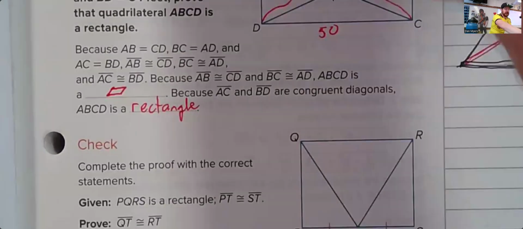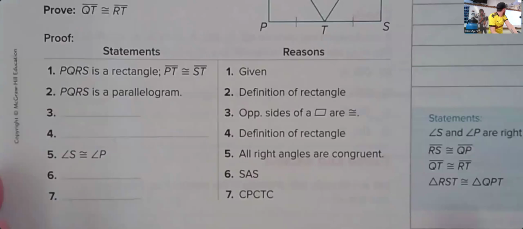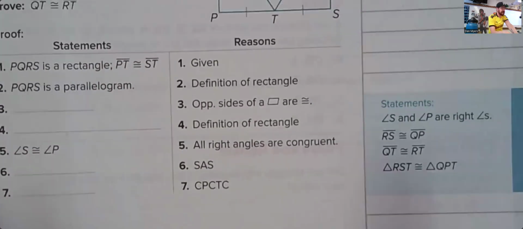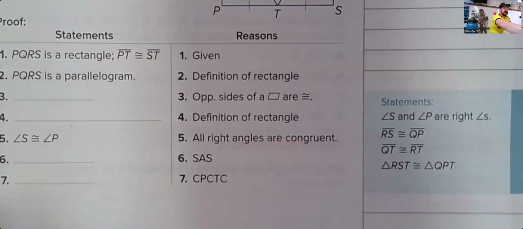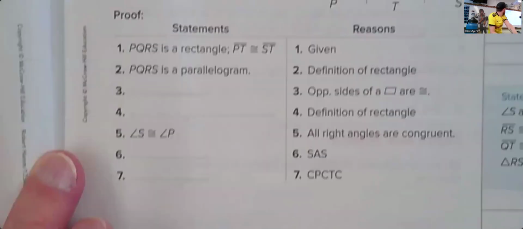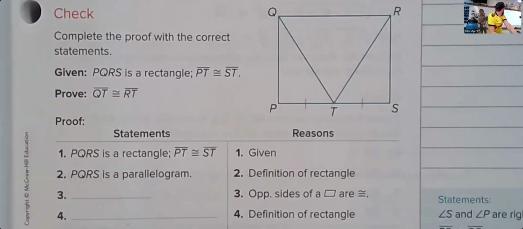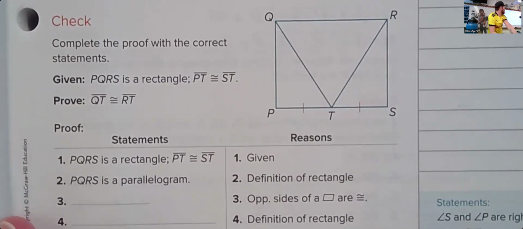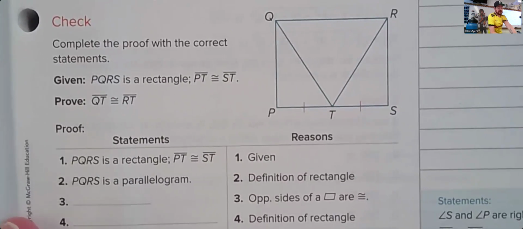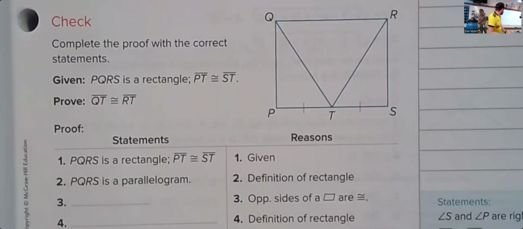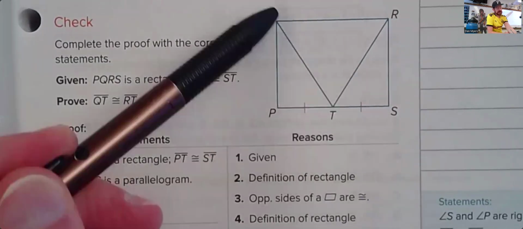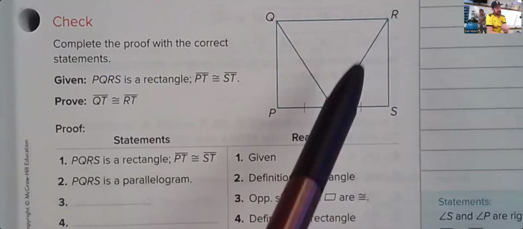All right, let's go ahead and do a 2-column proof here. And again, with our notes, there is a list of statements, so we just have to choose the right statements from this list and put them in. So we're going to complete the proof with the correct statements. And we are told that PQRS is a rectangle. Okay, so that gives us lots of information. And that PT is congruent to TS. And we're supposed to prove that QT, this length here, is congruent to RT, this length here.